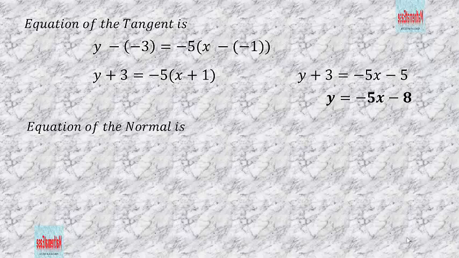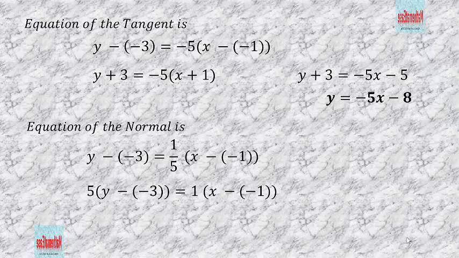Now, equation of the normal. The only difference between the normal and the tangent is the gradient. So the normal is y minus 3 is equal to 1 over 5 bracket x minus 1. You know, where minus 3 is y1, minus 1 is x1, 1 over 5 is m2. So I can further simplify this also like this. Know that 1 over 5 bracket x minus 1 is like x minus 1 all over 5. So I cross multiply to get that next line. So that one can also equal to this.